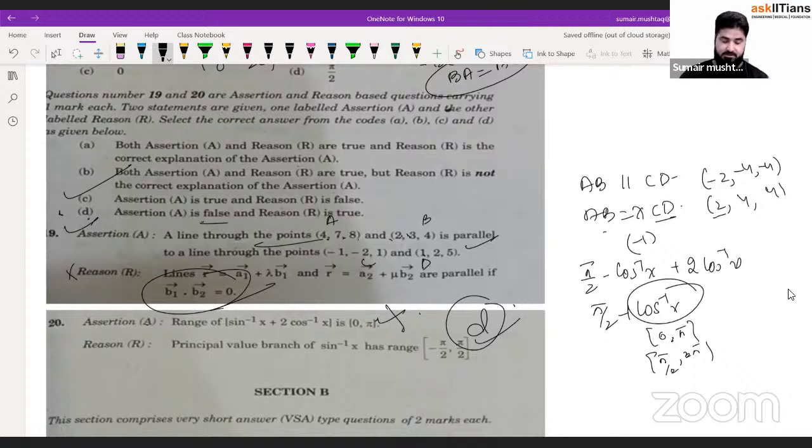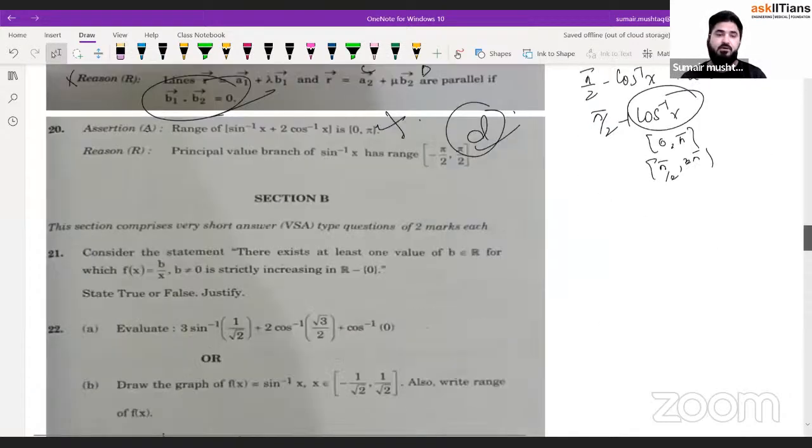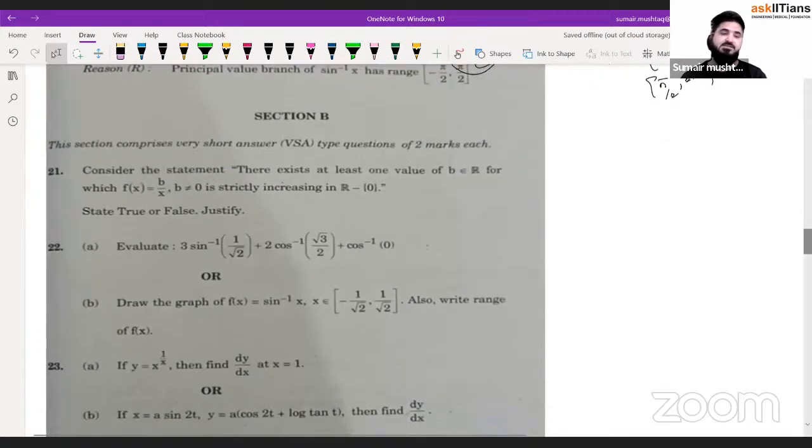Okay, now let's move to the next question. See, this is the question. What's given? It is section B now starting. Now consider the statement: there exists at least one value for b for which f of x is given to be b by x, right?